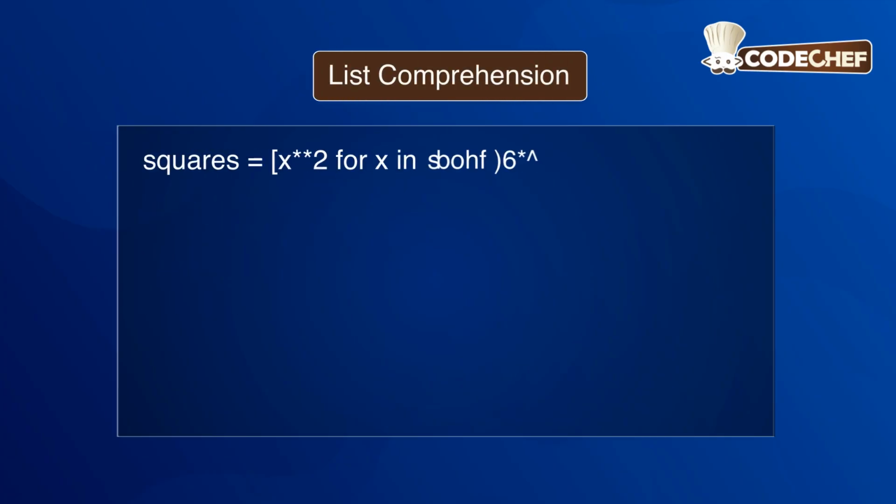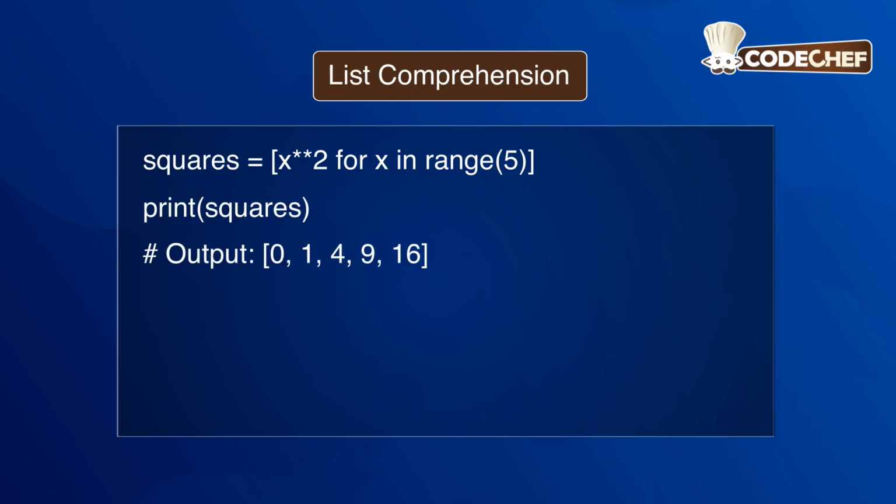List comprehension is a concise way to create a new list in a single line of code. It provides a shorter syntax for a for loop that creates a new list based on the values of an existing list or iterable. In this example, we're creating a list called squares. The code reads like a sentence: create a list of x squared for every x in the range from 0 to 4. Python runs this line, calculates each square, and creates our final list.